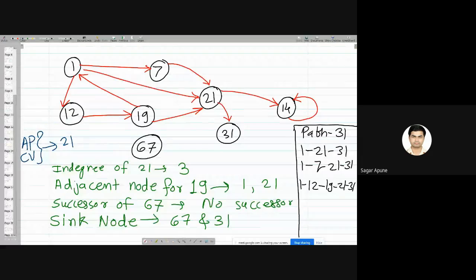Okay, post: do cycles exist in my graph? Cycles mean the first and last node, source and destination, are the same. How many cycles are there? Let's see how many cycles there are. The first cycle is 14-14. This is a self loop, considered as one cycle, 14-14.